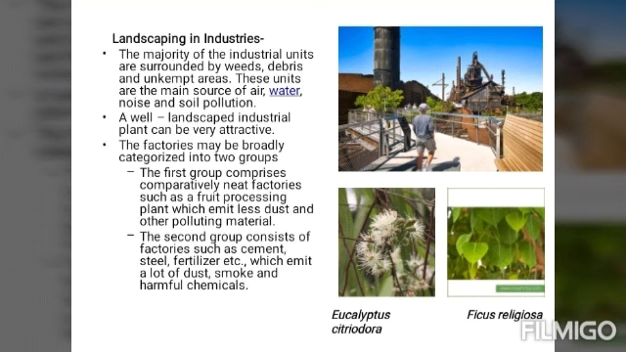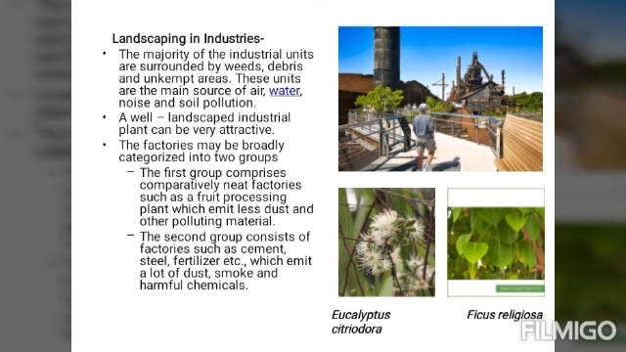And yes, the factories may be broadly categorized. I'll just mention it so that you have some idea. It is categorized into two groups. The first group comprises comparatively neat factories such as fruit processing plants, which emit less dust and other polluting material. Like a food processing plant producing fruit juice, it emits less dust and has less pollution material.